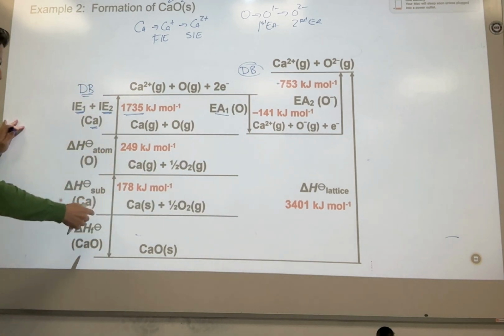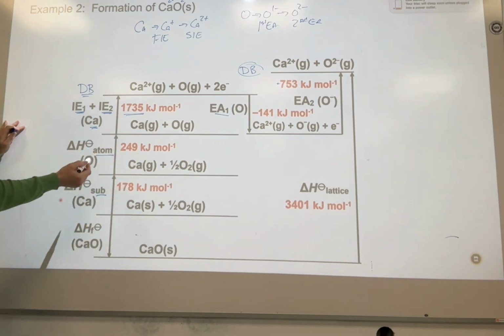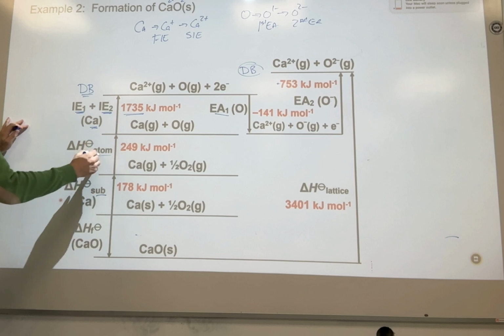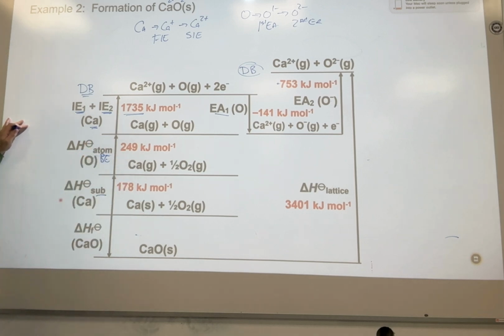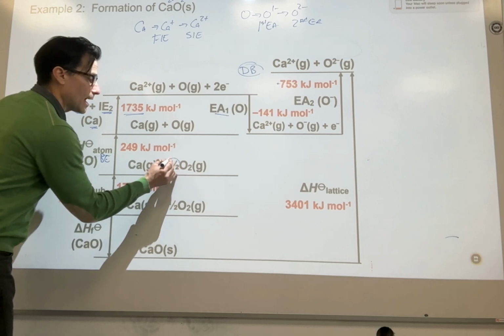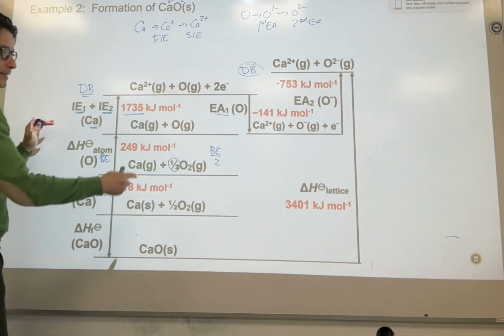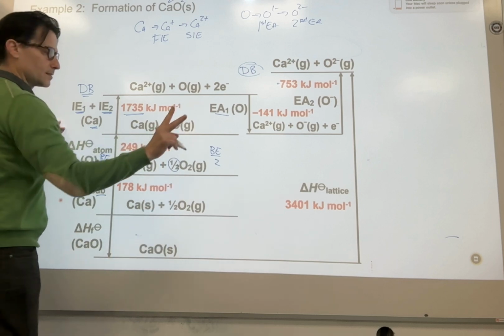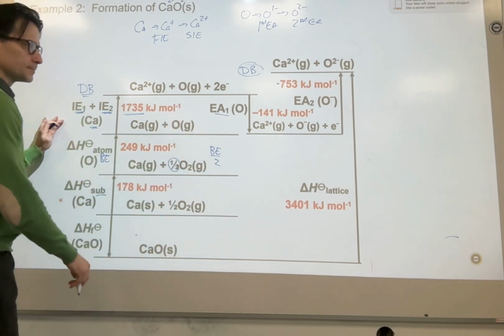All right, everything else is the same. Sublimation, atomization. This one is bond enthalpy. They called it atomization, but this is bond enthalpy. It's the same thing. And this would be 1/2 of the bond enthalpy because we only need 1 mole of oxygens, not 2. And if you break one mole of bonds, you're going to get 2.